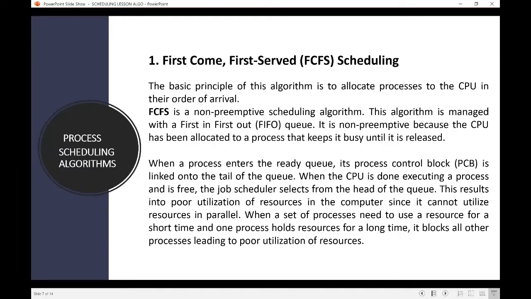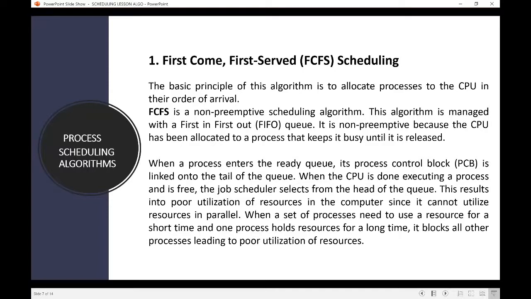execution. When a process enters the ready queue, a process control block or PCB is linked onto the tail of the queue. So which means whenever you launch a program and a new job is created, it will go on the tail of the queue. When the CPU is done executing a process and is free, the job scheduler selects from the head of the queue the next process to get into the CPU.